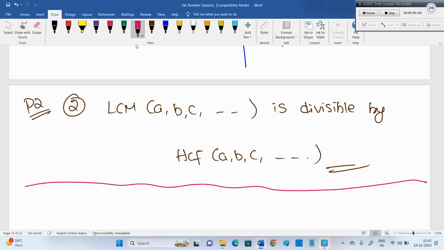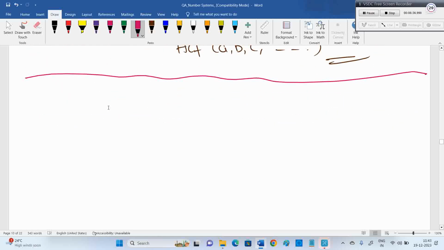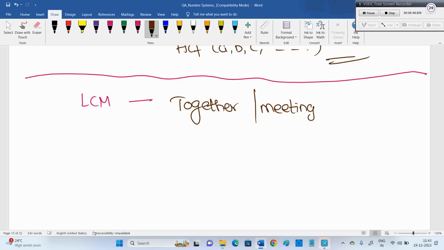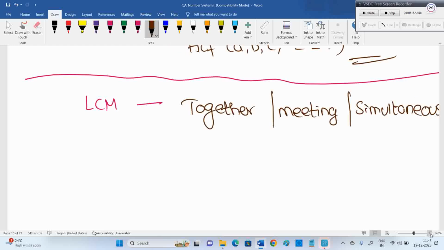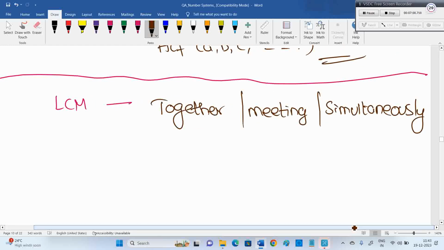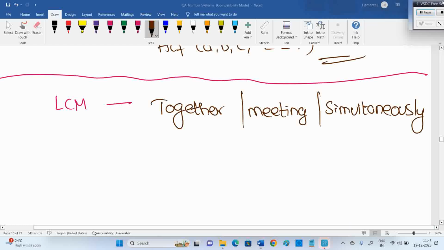But in applications we have questions where I don't have the word LCM or HCF, and still you are going to apply it. Listen, first focus on LCM. When you see words like together, meeting, or simultaneously, you have to go with the application of LCM. You have to apply LCM in these cases when you see the words together, meeting, simultaneously.